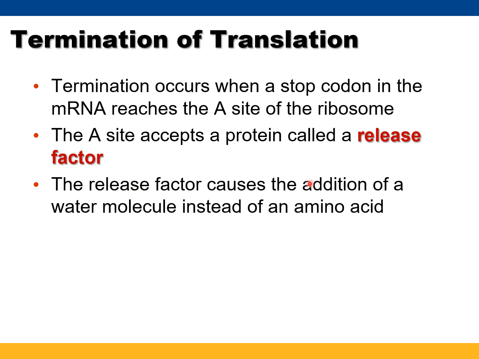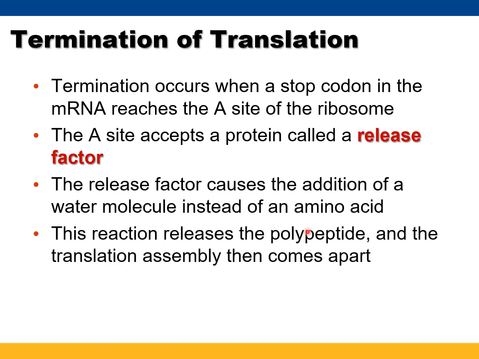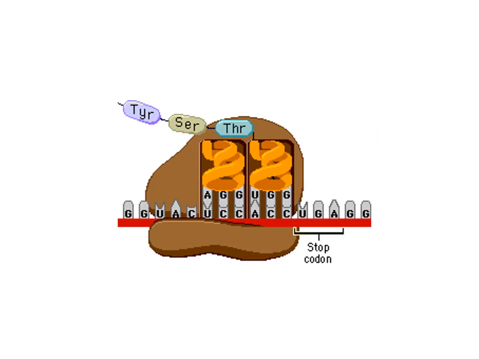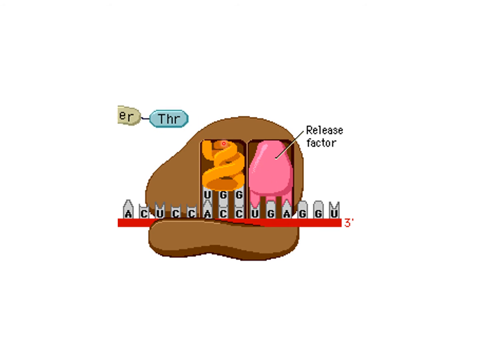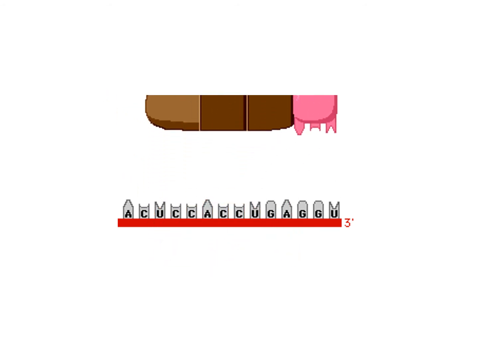That release factor triggers, we add a little water to the end of the, we actually break it up, that's what we're doing. Add a little water to the end instead of a new amino acid. That causes release of the polypeptide, and the translation assembly then disassociates. Review real quick. We're going to hit that stop codon. Here's the release factor. We release and release. Now I've got to add a little more detail, just a little bit more than that. A little bit more going on here.